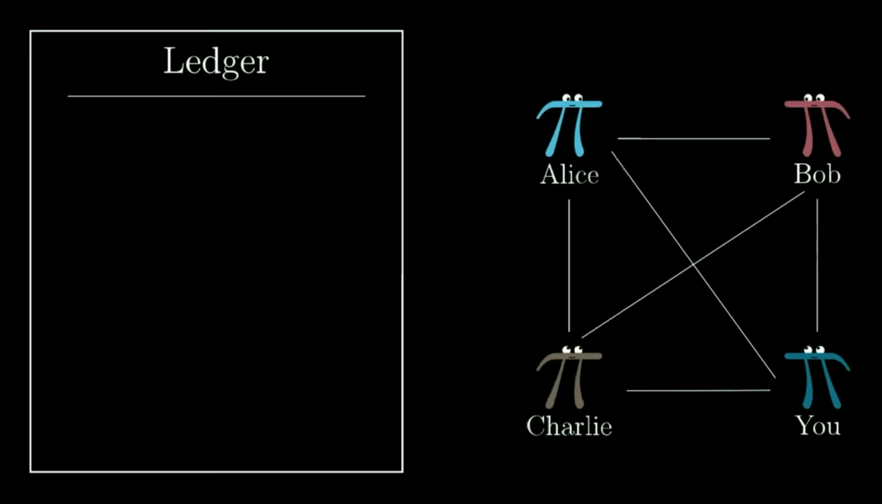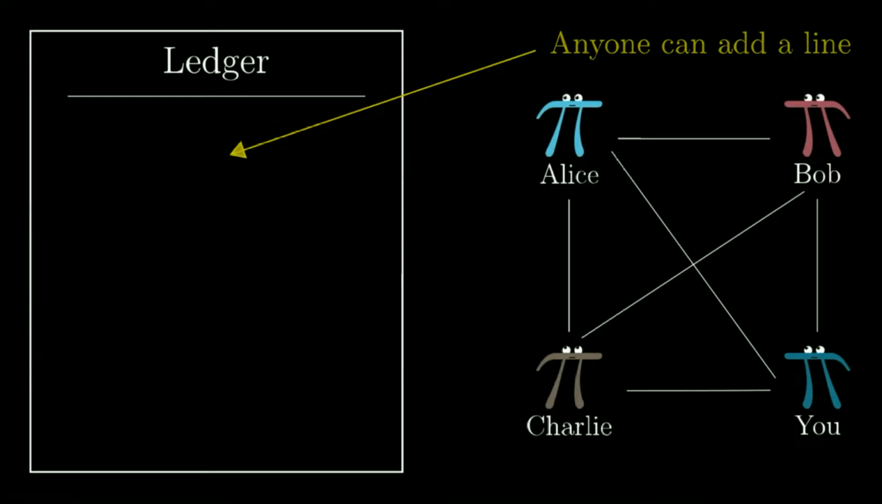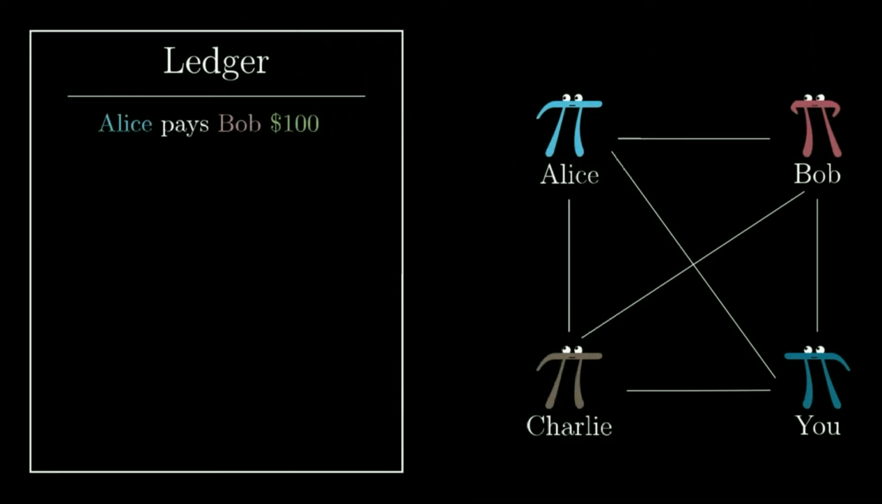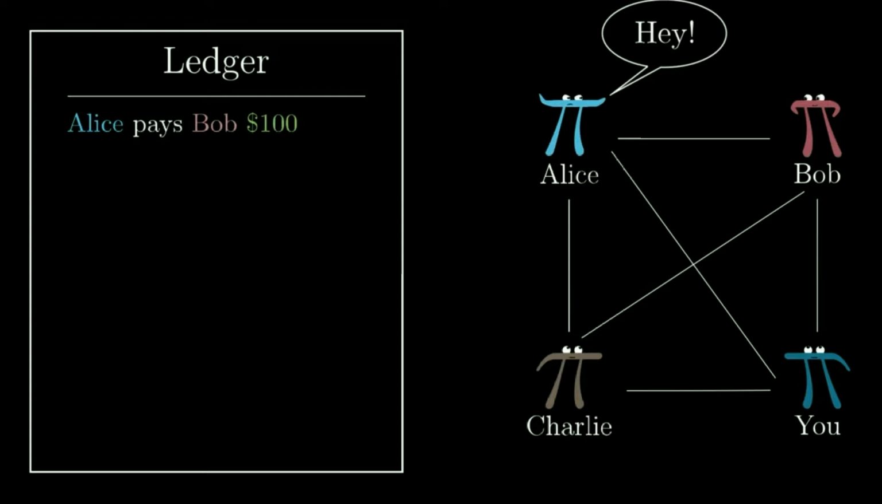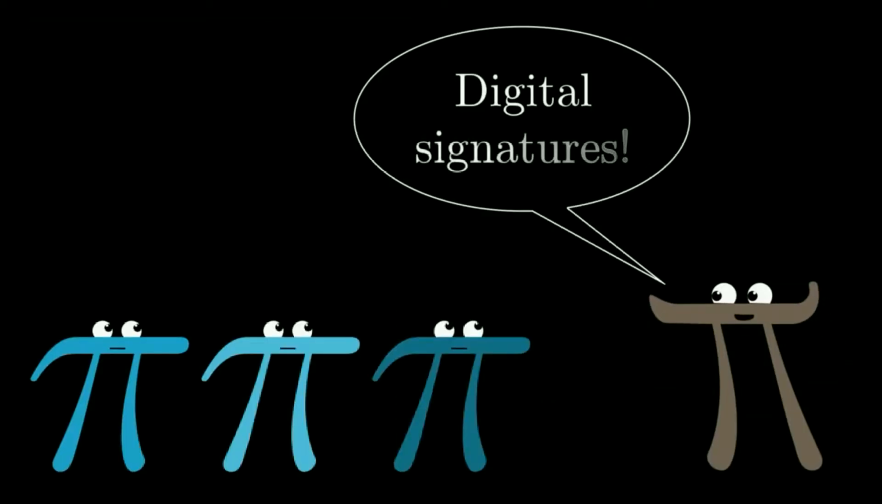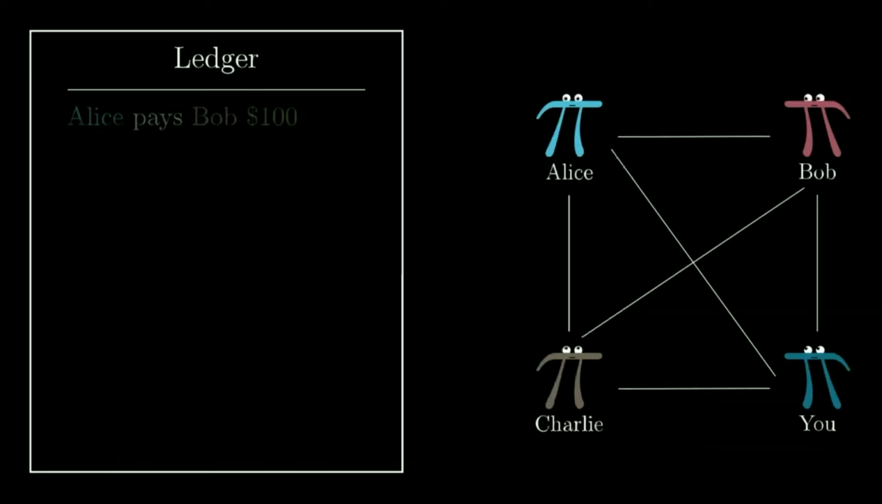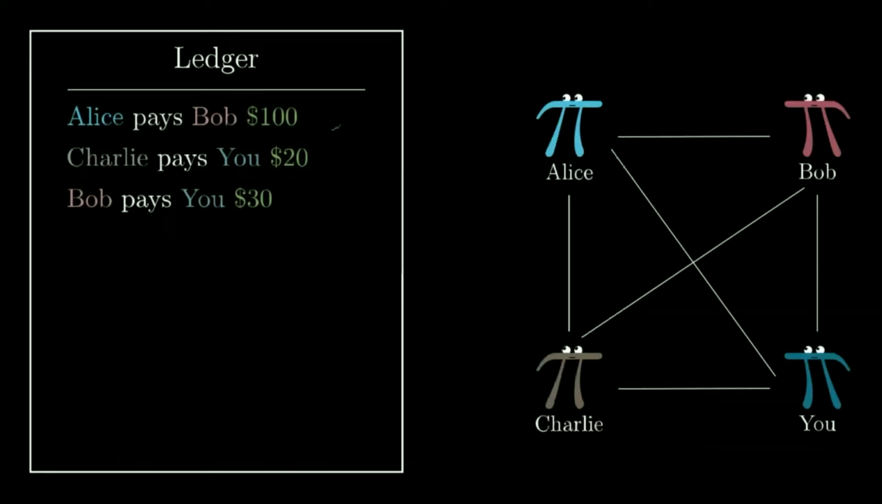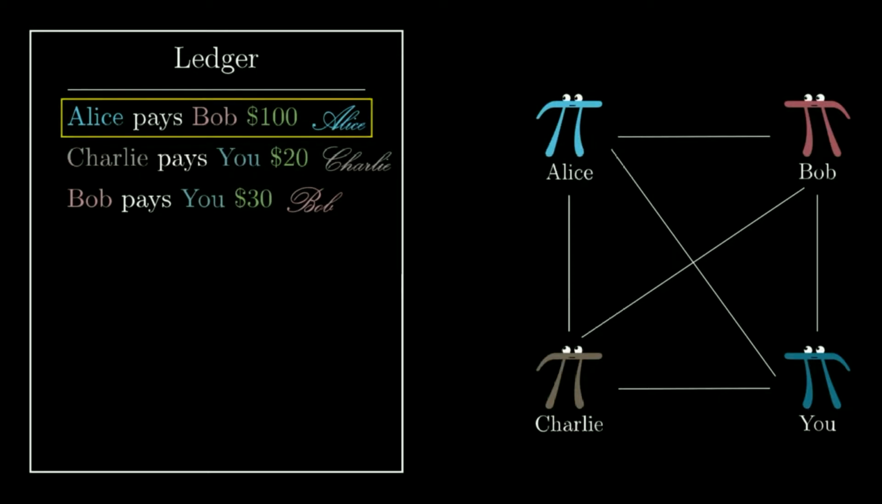Now, one problem with a public ledger like this is that anyone can add a line. So what's to prevent Bob from going and writing Alice pays Bob $100 without Alice approving? How are we supposed to trust that all of these transactions are what the sender meant them to be? Well, this is where the first bit of cryptography comes in: digital signatures. Like handwritten signatures, the idea here is that Alice should be able to add something next to that transaction that proves that she has seen it and that she's approved of it. And it should be infeasible for anyone else to forge that signature.